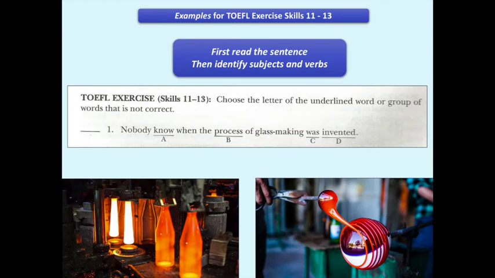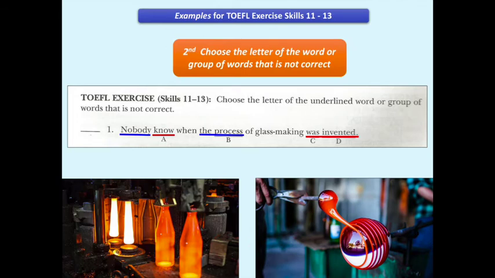Okay, so for written expression, first you want to read the sentence and then identify the subjects and verbs. Number 1, "Nobody know when the process of glassmaking was invented." We have a subject, nobody, a verb, know, and then another subject, the process, and another verb, was invented.